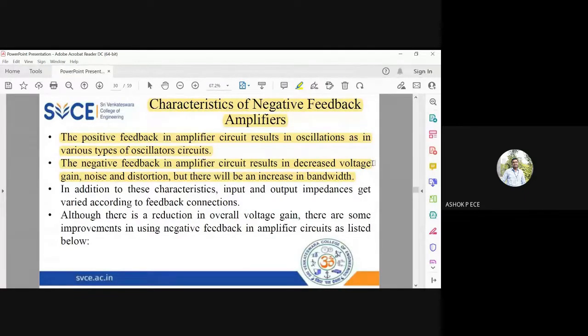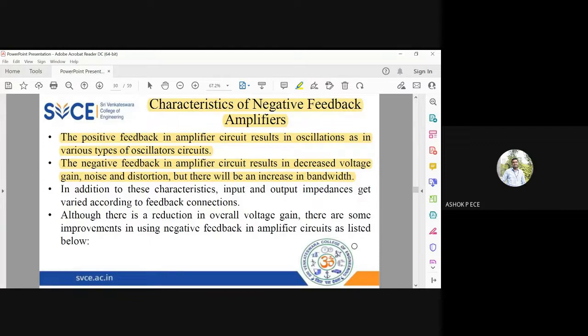So if you are not very serious about reduction in gain, I am okay with the gain reducing, because I am getting an increased bandwidth, which means you can go for negative feedback. Otherwise, if I am also seriously concerned about reduction in gain, then you have to think about what all ways you can increase the gain after applying feedback.